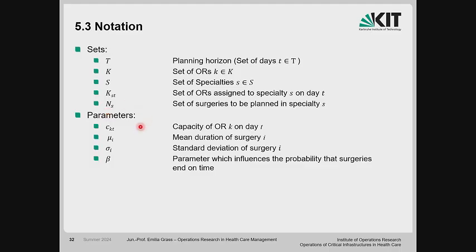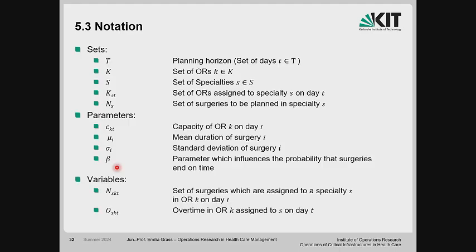Then we have parameters: the capacity C, and the mean duration mu_i, what we would expect, how long surgery i will take. The standard deviation sigma_i for surgery i, and beta, a parameter which influences the probability that surgeries end on time so that we won't have overtime. We will come to this parameter in a moment.